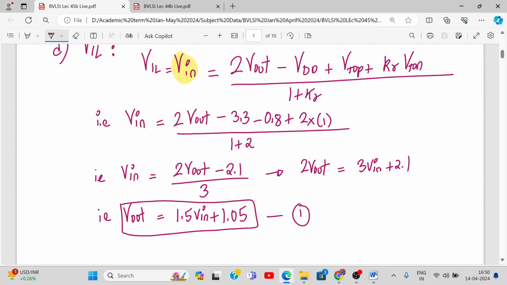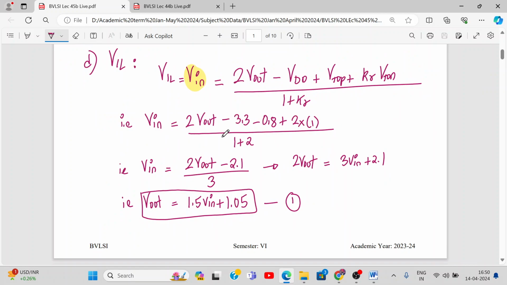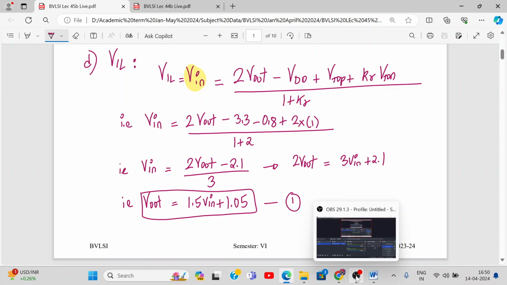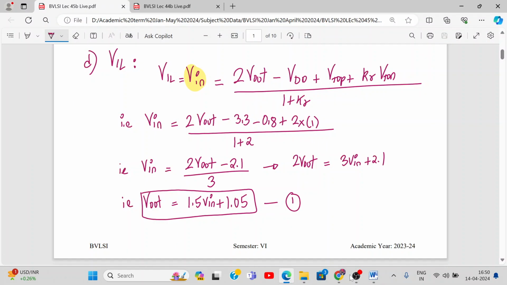Understood? Have you completed up till here, everyone? So we have got one equation of V out in terms of V in. Now we have to solve using another equation. Students, have you all completed up till here?